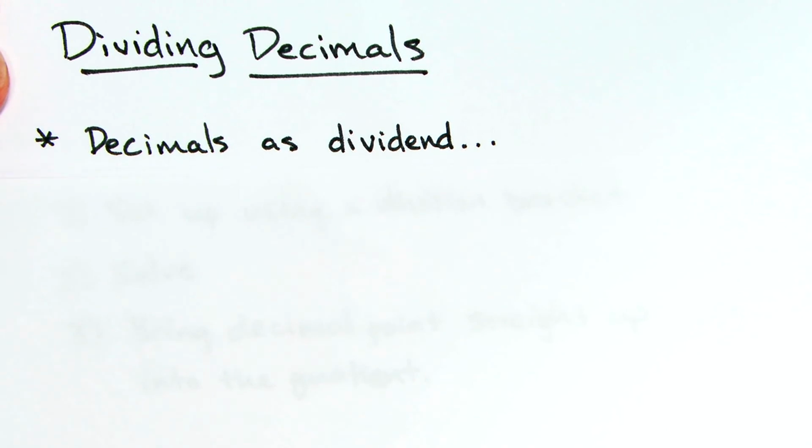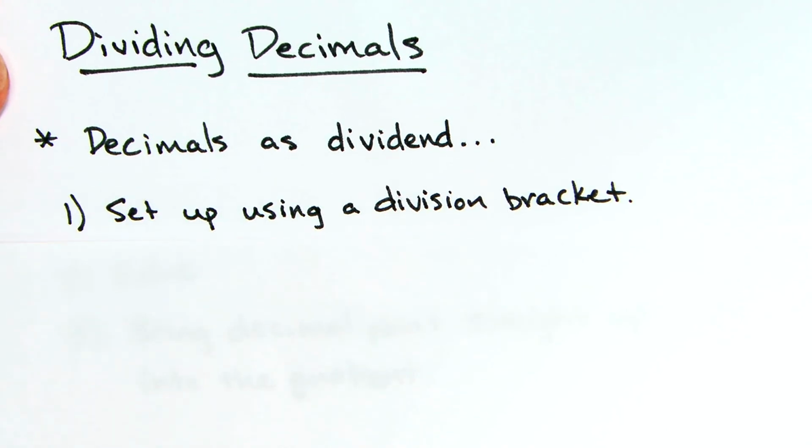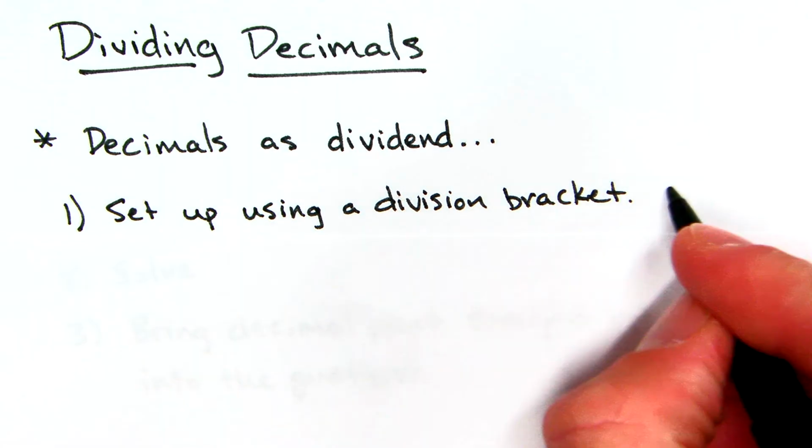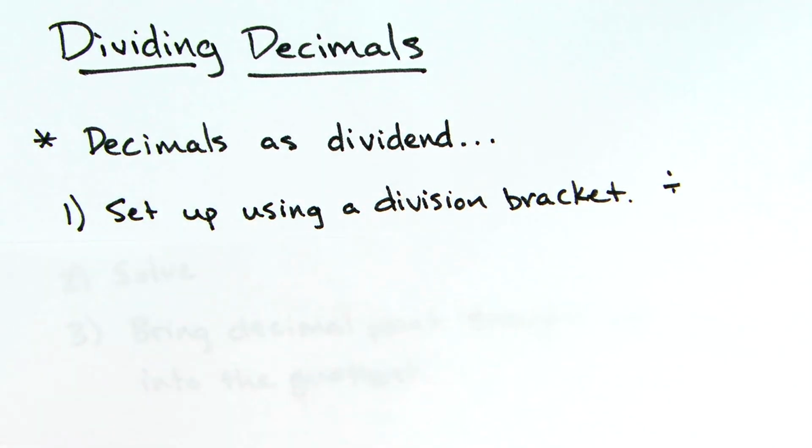Now we break this down into three steps. First one's pretty easy. We just want to set it up using a division bracket. Most of the time in assignments, quizzes, tests, you get a division sign that looks like this. You really can't solve it using the standard algorithm using that symbol. So we want to set it up in a bracket. Second, just straight up solve. Okay, no big deal with that.